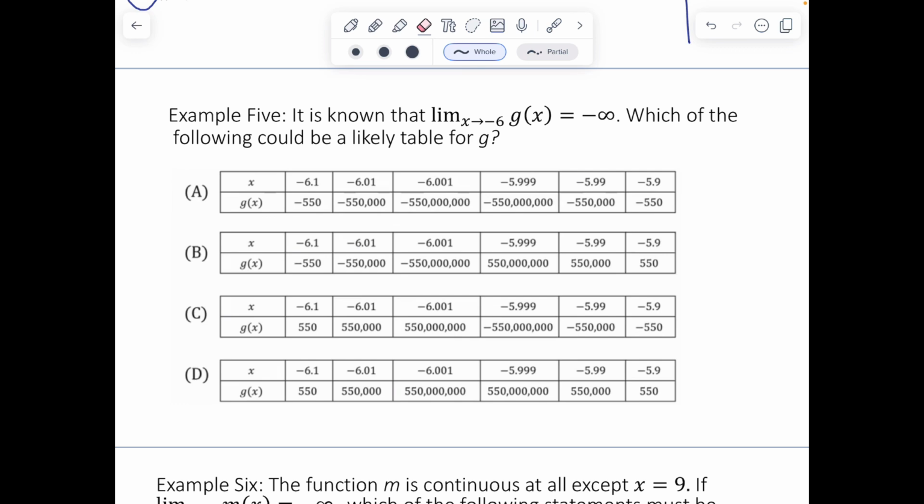So as I look here at this first one, as we're approaching -6 from the left, these numbers are getting really, really small. As we're approaching -6 from the right, these numbers are getting really, really small too. So right off the bat, we know the answer is A, because that fits both conditions. But let's talk about why the other ones are not correct. This next one, as we approach -6 from the left, it's approaching negative infinity, but from the right, it's approaching positive infinity. This one's the reverse. And the last one is positive infinity from both sides. So those are why those ones don't work.